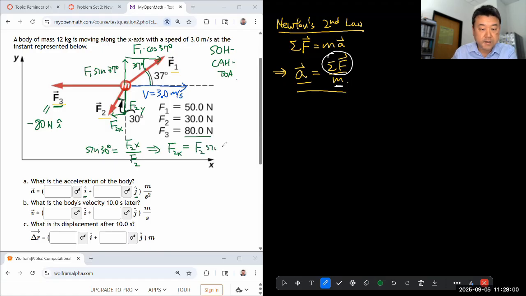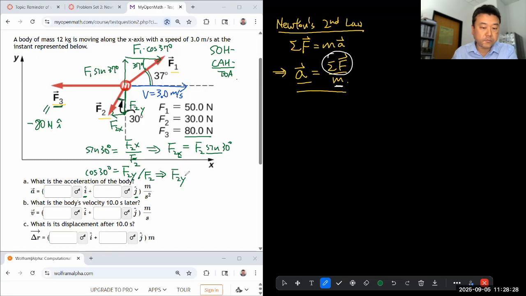F2 times the sine of 30 degrees. Even though it's the x component, what I have to deal with is sine because of the way the geometry worked out. For the y component, you do the same thing. You realize, oh, it's the adjacent side, so I can use CAH. What that says is cosine of the angle is the adjacent, F2y, divided by the hypotenuse, F2.